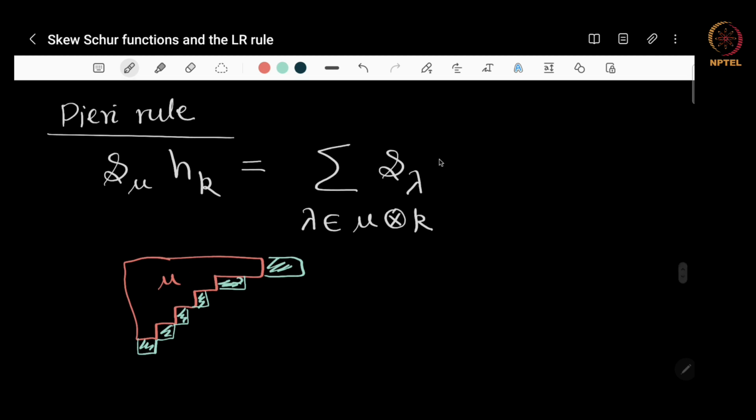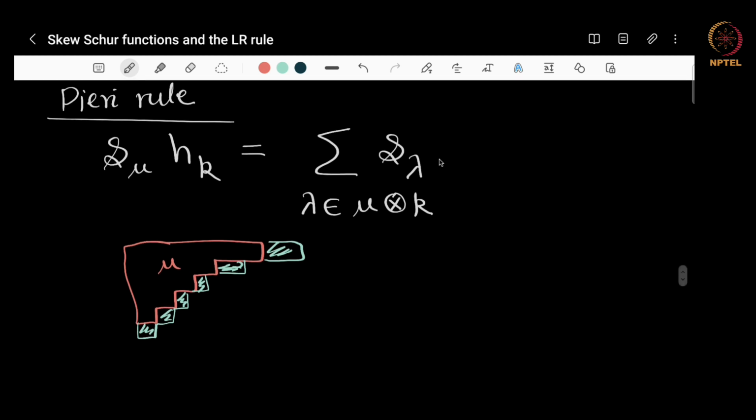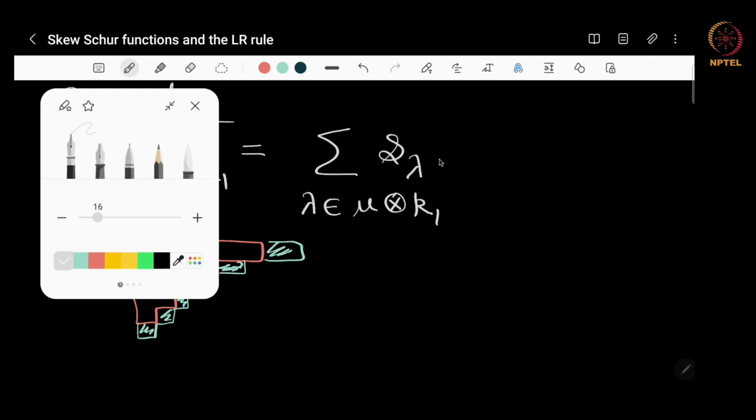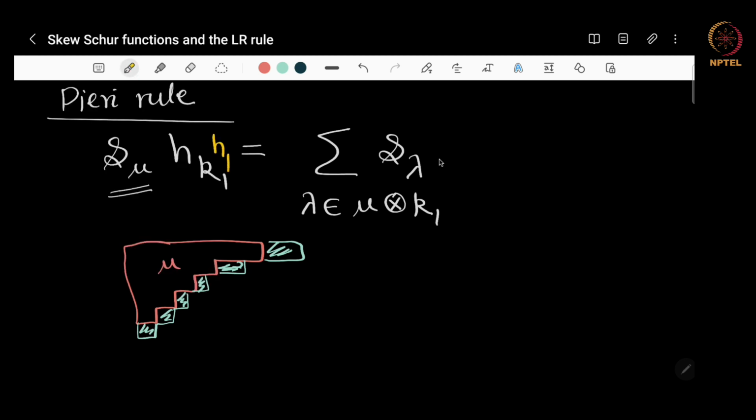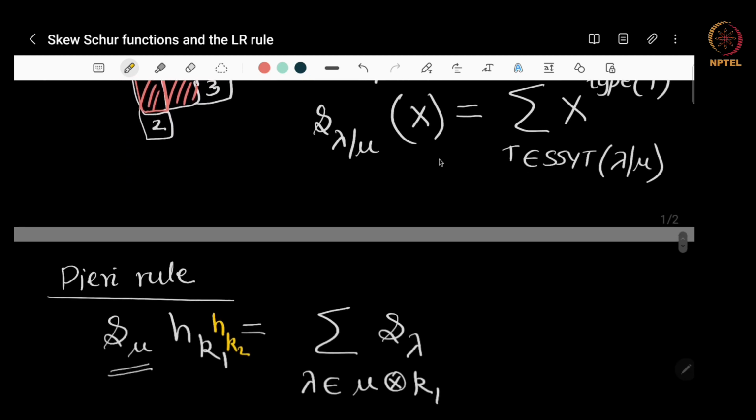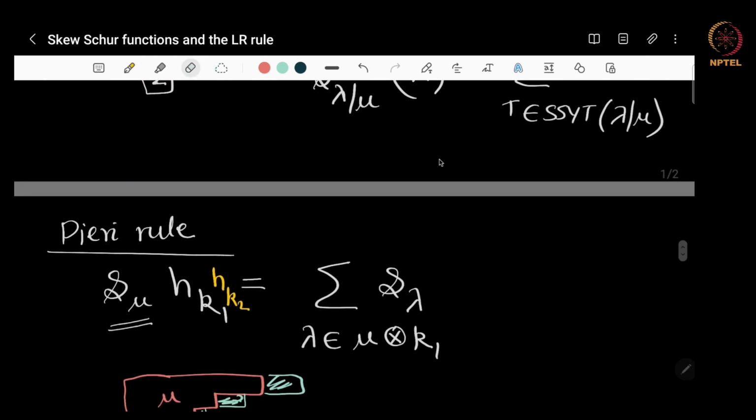Now the point is we actually can iterate this. We did iterate this to write the h's in terms of the s's, but we can also iterate this with some starting point s_mu on the left. So what is the next step? Suppose I had k1 here. I must take the original shape mu and attach k1 boxes such that they form a horizontal strip. Now suppose I iterate this like we did in the usual Pieri rule, and I also multiply by h_k2, another complete symmetric function. Then what will I get?